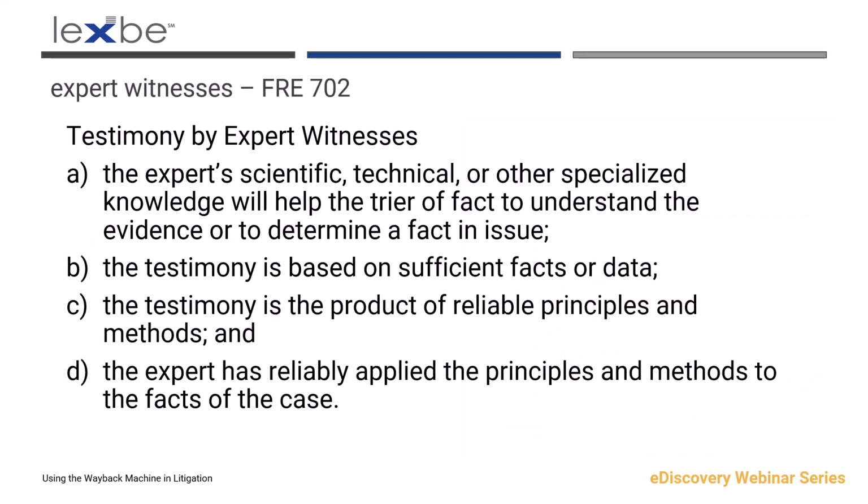A refresher on expert witness testimony. Rule 702 of the Federal Rules of Evidence provides for the authentication of evidence by means of expert witness testimony. Such testimony must be given by an expert with specialized knowledge, be based on sufficient facts or data, be the product of reliable methods, and reflect reliable application of those methods by the expert to the facts of the case.